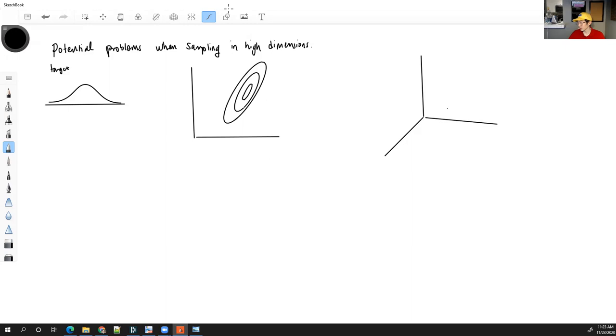And then in 3D, I don't know how to draw this, but you're basically going to have this ellipsoidal, football-looking thing, but in 3D, right? Just imagine it's supposed to look like the Goodyear blimp type of thing. Okay. All right.